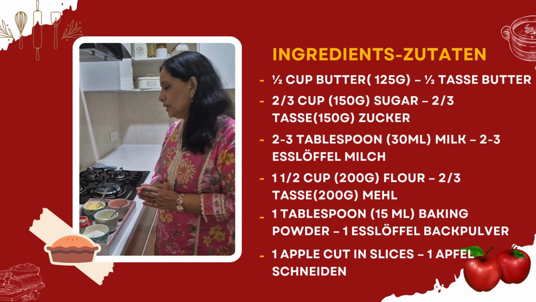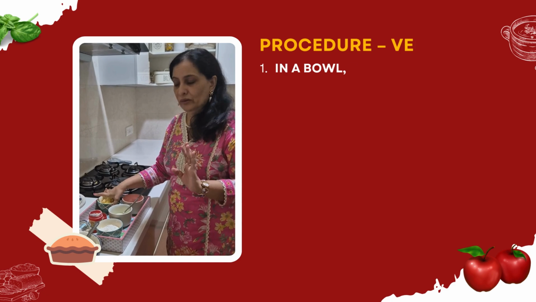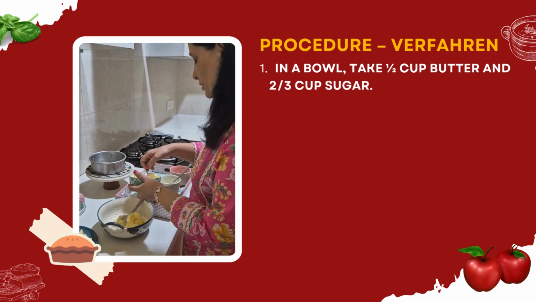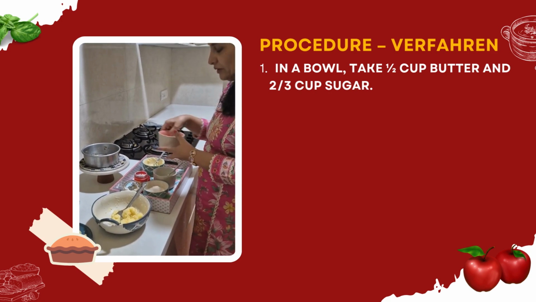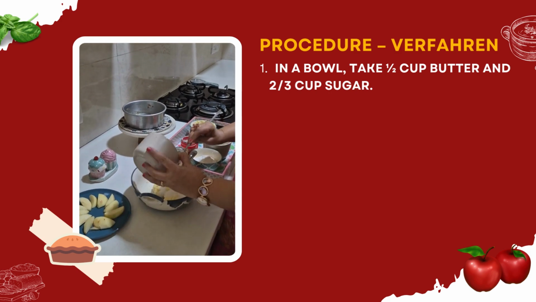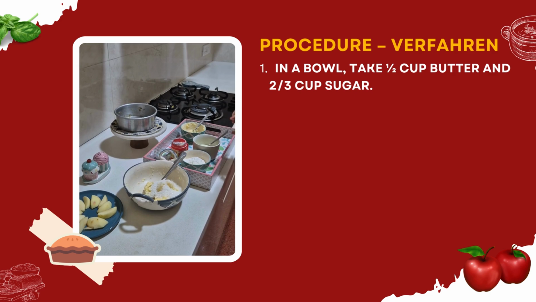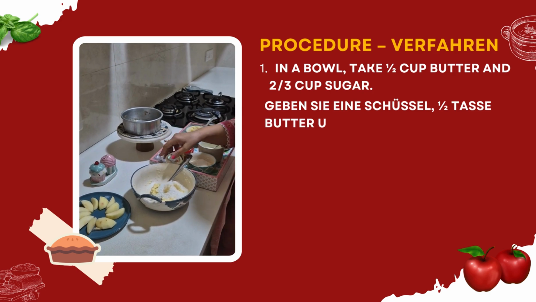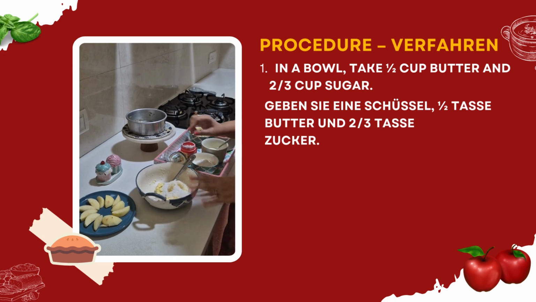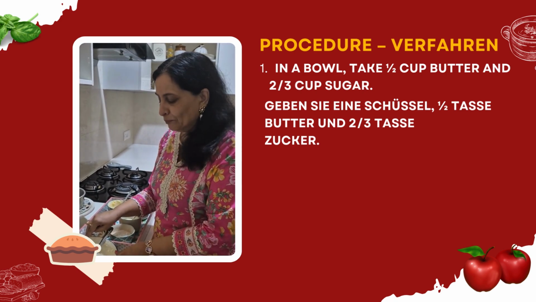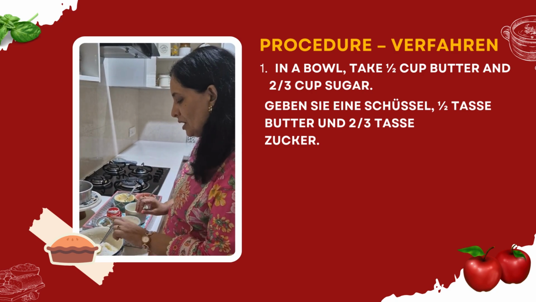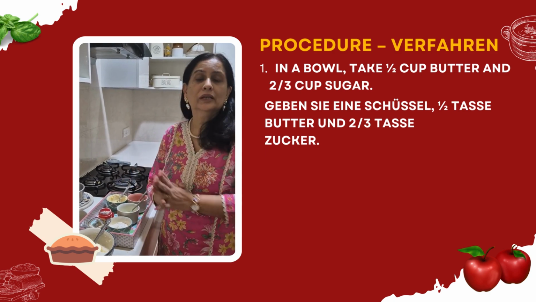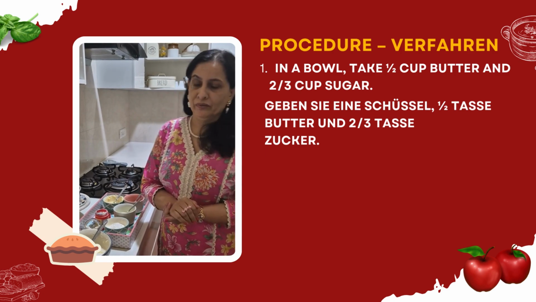Now we'll start with the actual recipe. First in a bowl we have to take some butter, that is half cup of butter, and then some sugar. This is 150 gram of sugar, Zucker, right? So we have to say in German, geben Sie eine Schüssel. Schüssel is bowl. In our kitchen items in German video, we have seen that Schüssel means bowl. So geben Sie eine Schüssel halb Tasse Butter, meaning half cup of butter, und 150 gram Zucker, 150 gram sugar.